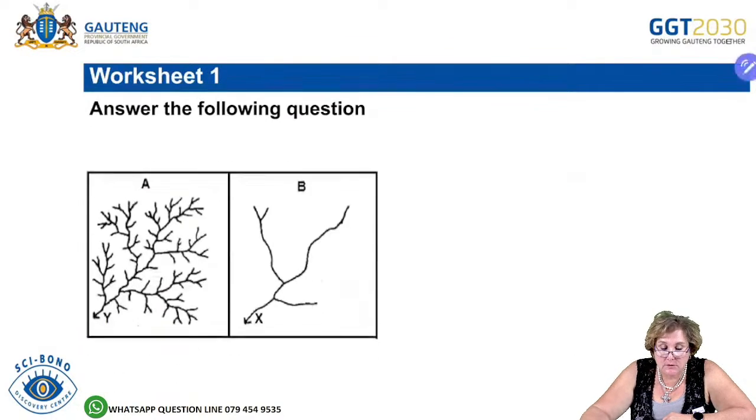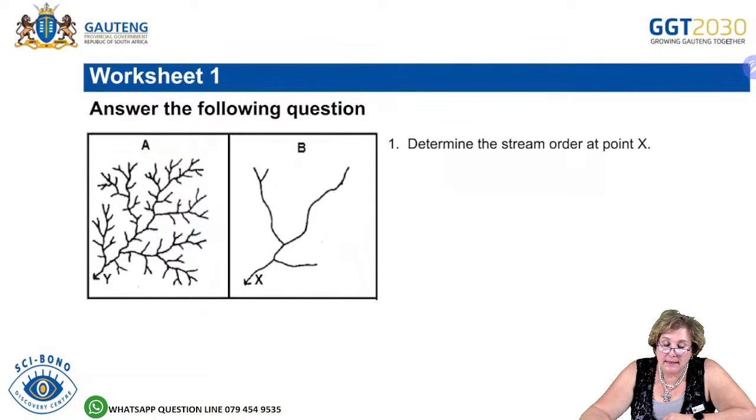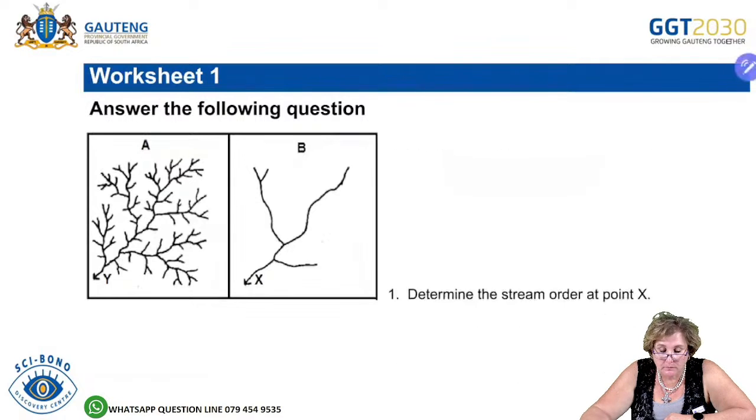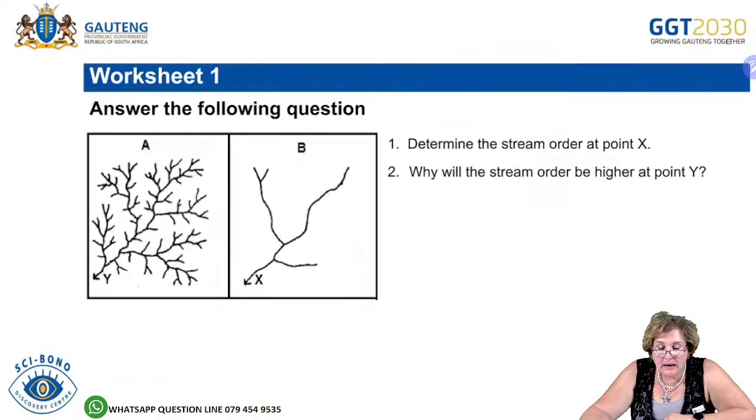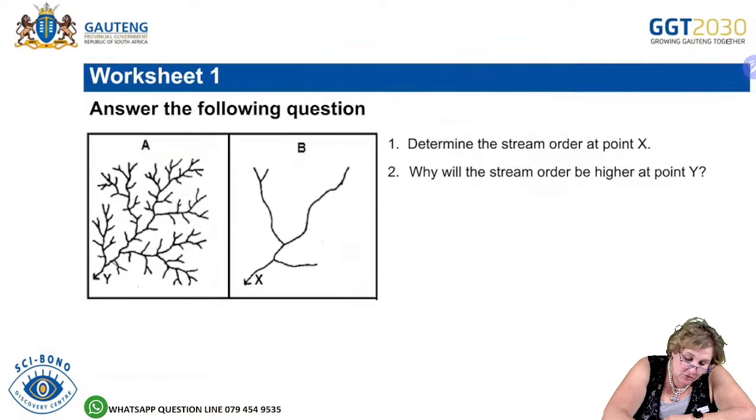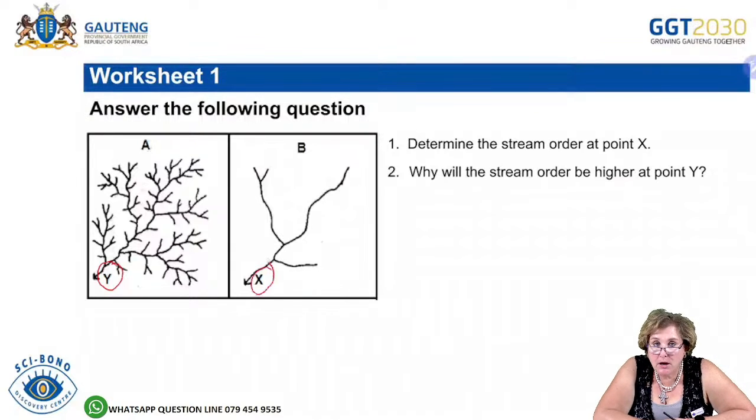Now, boys and girls, here's worksheet 1. The way that I can ask you is, for example, to determine the stream order at point X. And then this is the application question: why will the stream order be higher at point Y? Here's Y in diagram A, and here is X in diagram B. I'm going to give you 2 minutes to complete this activity.